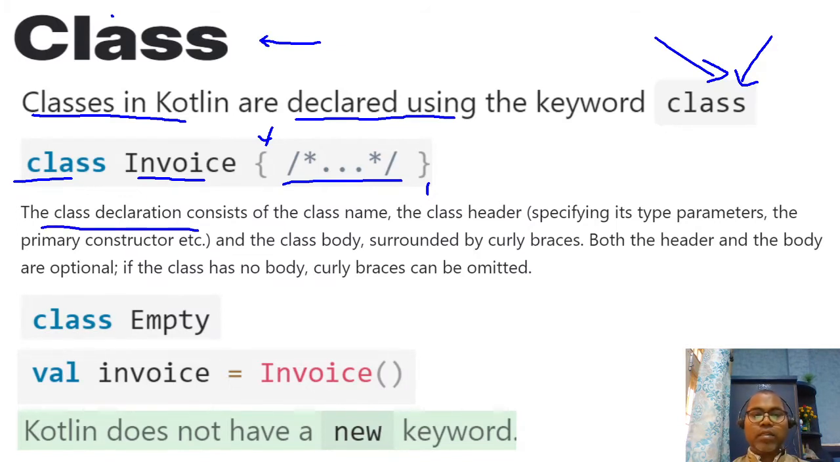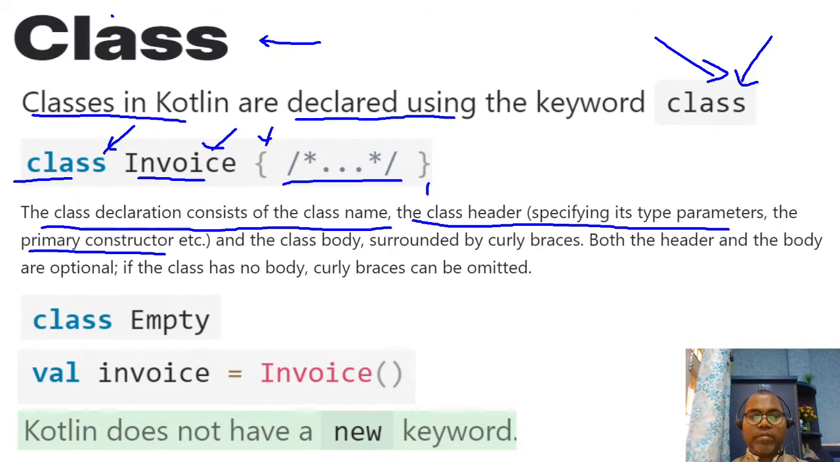So the class declaration consists of the class name, which is mandatory, and the class keyword, and the class has a header which specifies the type parameters and the primary constructor. So a class in Kotlin has a concept of two kinds of constructor: one is a primary constructor, another is a secondary constructor. The class body, surrounded by curly braces, and the header are both optional. So you can simply write class and your class name. This is the minimum syntax of creating a class.